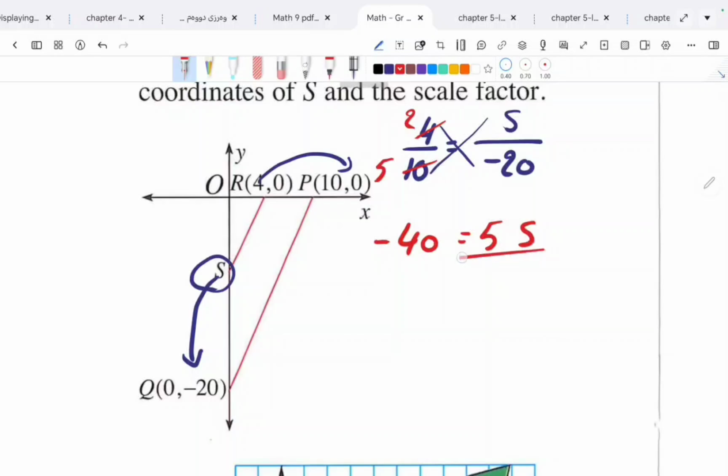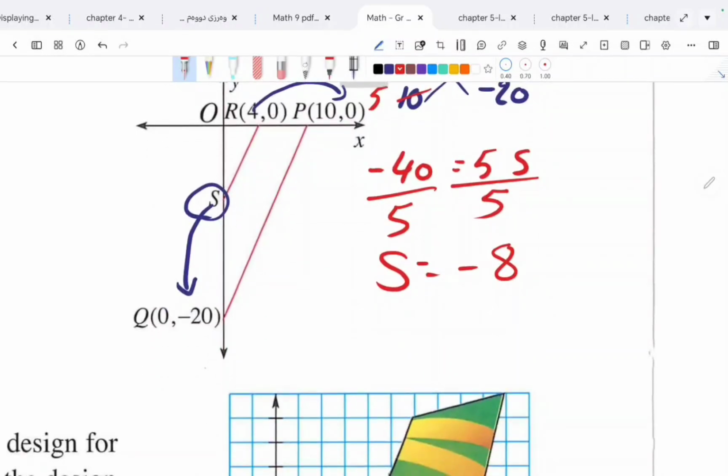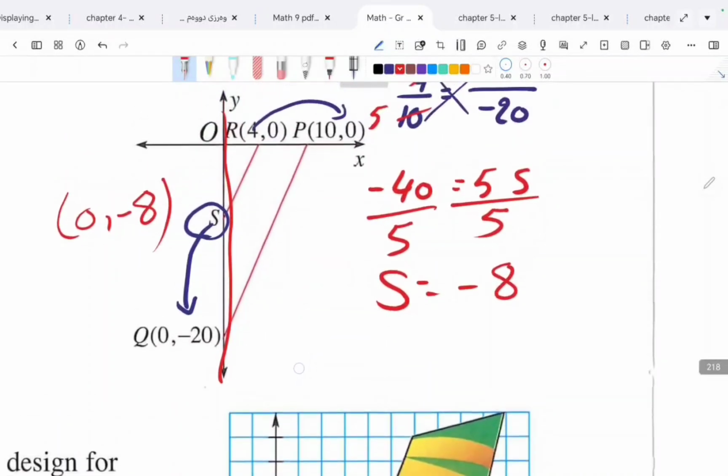How to get rid of 5? Divide by 5. Divide by 5 is equal to negative 8. So it will be negative 8, 0 or 0, negative 8. As you can see, it is y-axis, so it will be 0, negative 8. For the scale factor, we will say 10 divided by 4.